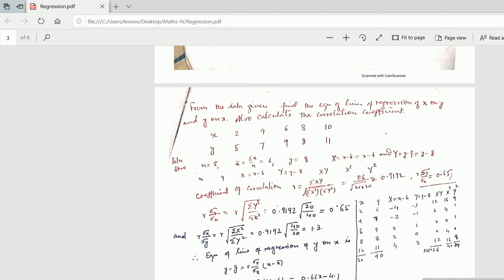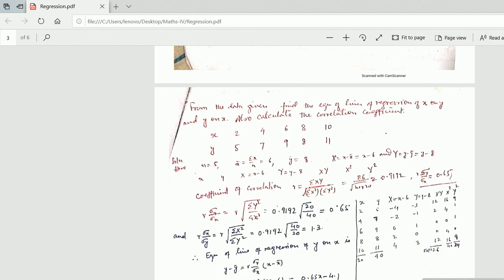Coefficient of correlation R, I have written one formula: capital R or small r equals summation xy upon under root sigma x square into under root sigma y square. Sigma xy has the value 26. Sigma x square is 40 and sigma y square is 20. Multiply here and you will get the coefficient of correlation as 0.9192, and R has the value 0.65.